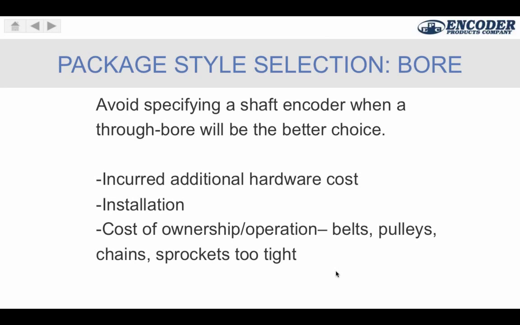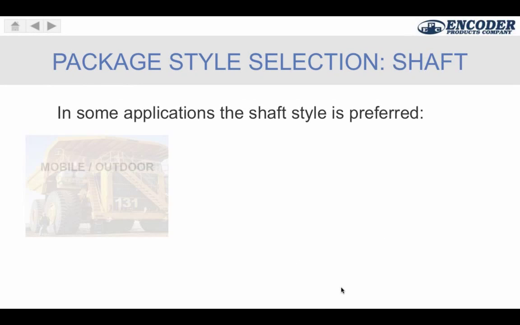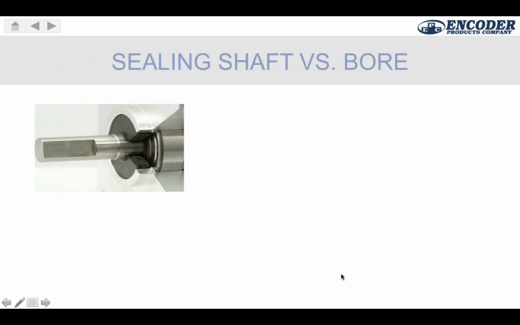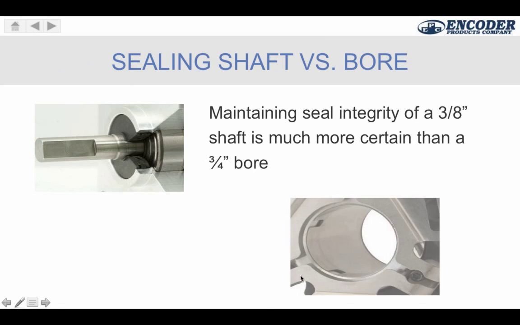The through bore and blind hollow bore styles, as mentioned earlier, have become very popular, but there are times where a shaft encoder is the preferred choice, and some of those applications we see represented here are mobile and outdoor equipment, severe operating conditions. That could be temperature, it could be moisture related, but also washdown applications as well. So there are certainly good reasons to select the shaft encoder versus the hollow bore or blind hollow or a through bore.